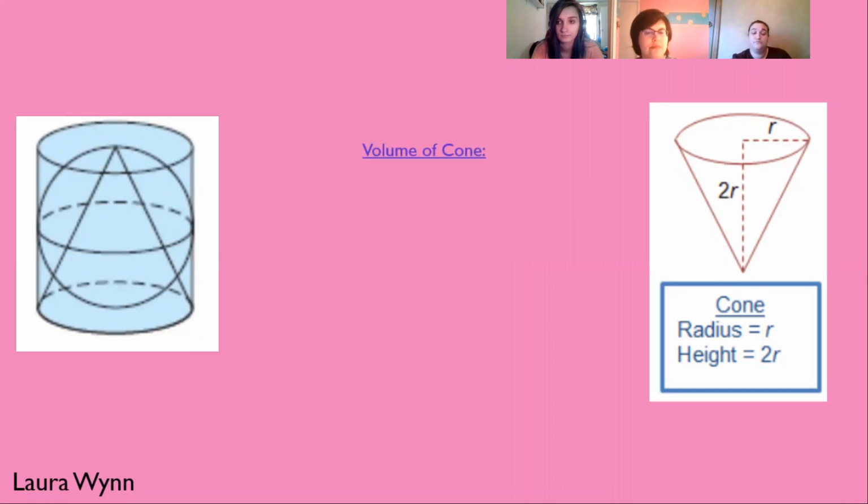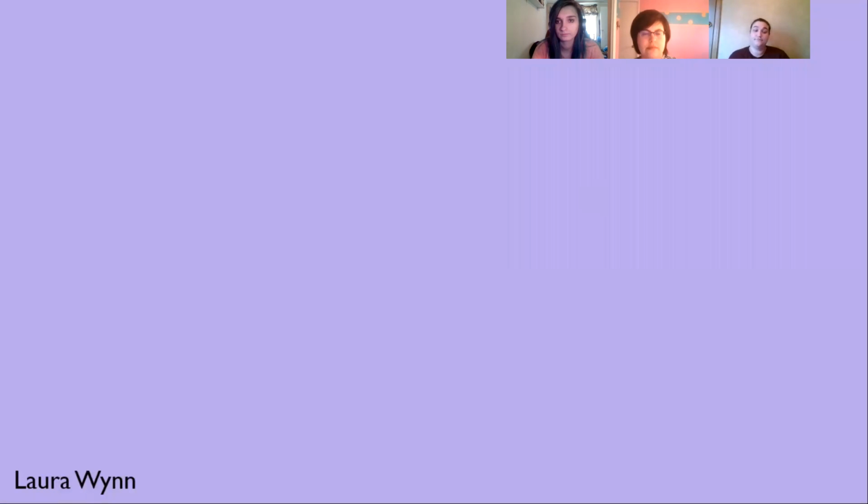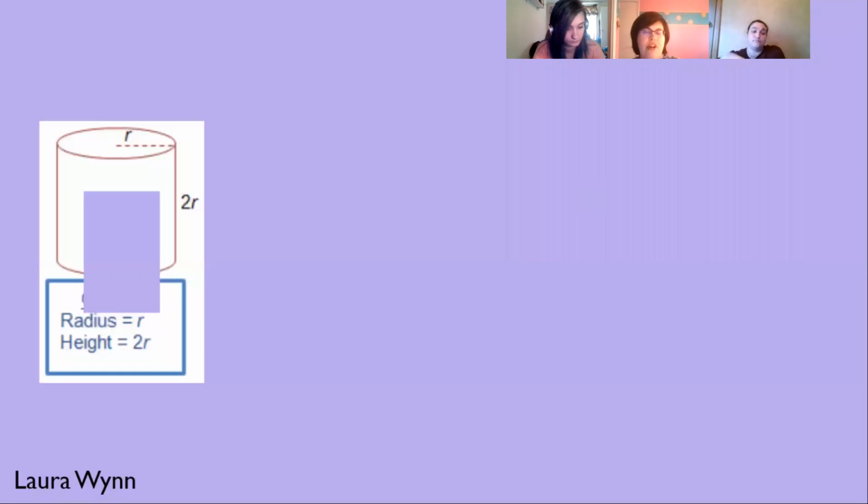All right, so our volume of the cone is 1/3 base times height. And our base is the area of a circle, pi radius squared. We're going to plug in the radius and the height that they have given us into our formula. So 1/3 pi r squared times 2r will give us our volume of a cone, which is 2/3 pi r cubed.